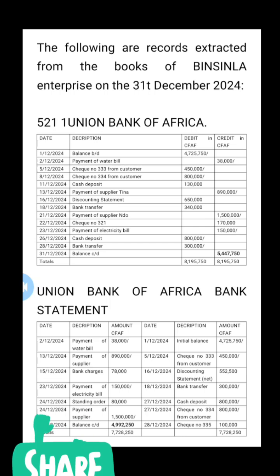Remember, I gave the procedure that you compare the debit side of the bank account to the credit side of the bank statement. So we start with the balance brought down, which is 4,725,750,000. You will see that is the same, is equal. That's the balance that was reconciled from the previous period. It is equal. So you see there, I've just put a slash there. That's to confirm that it is equal.